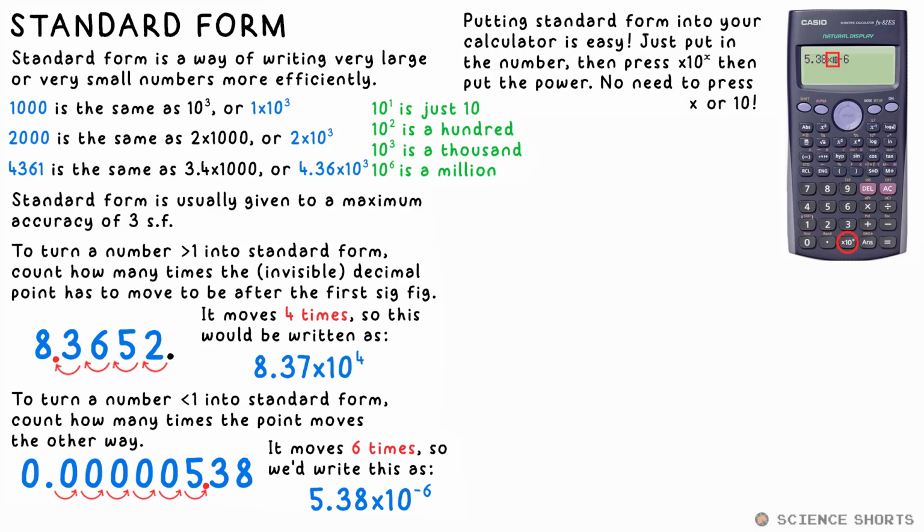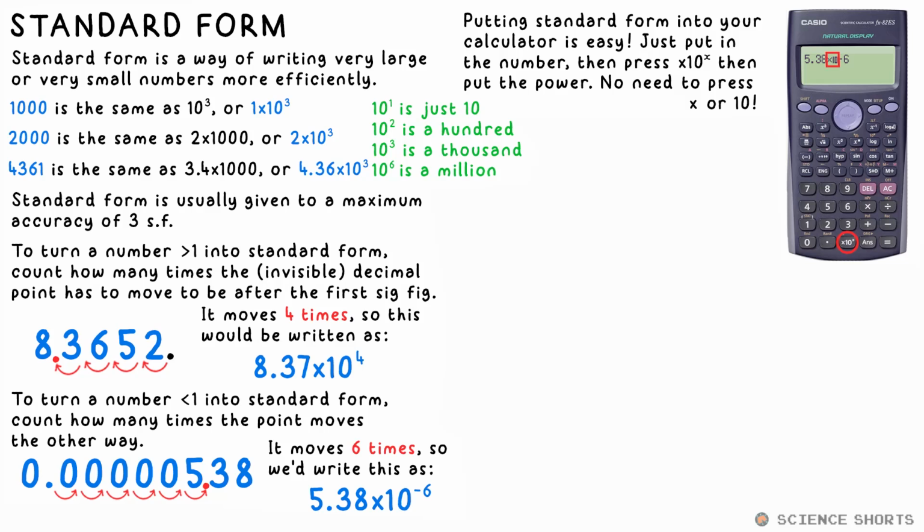To put a number as standard form into your calculator, you just punch in the number before the times, then you just press the times 10 to the x button down the bottom. Then finally you put in the power. You don't have to press multiply or put in the 10. This button does all of that for you. You can then do whatever you have to do with it, like any other normal number.